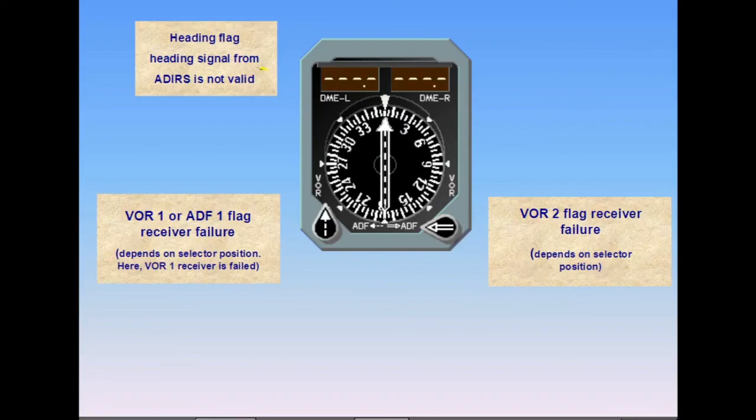In case of failure, specific flags can disappear on the DDRMI, Digital Distance Radiomagnetic Indicator. In case of radio magnetic indicator internal failure or power supply loss, all flags are shown.